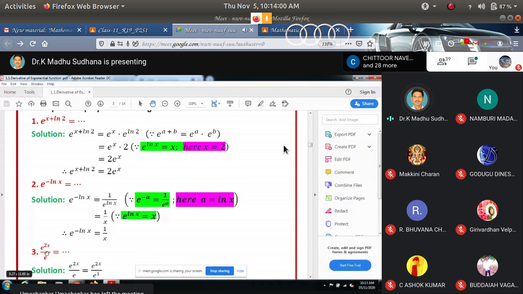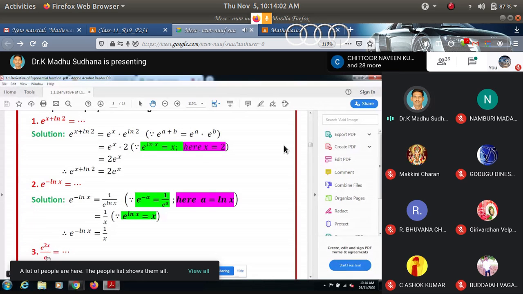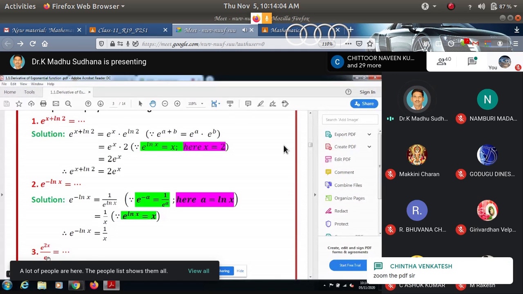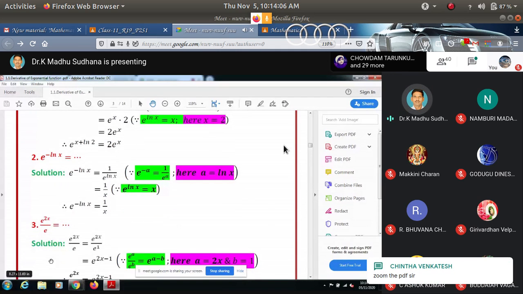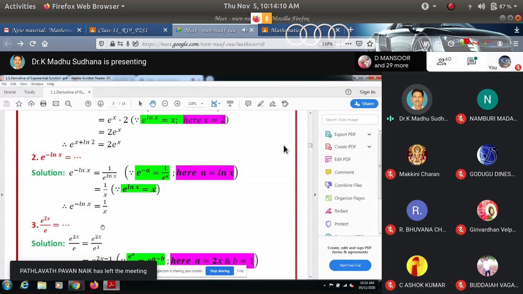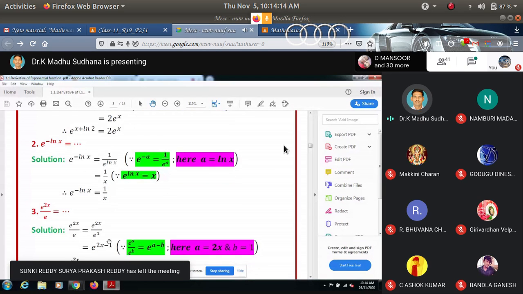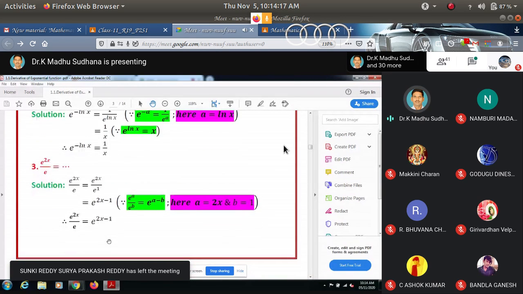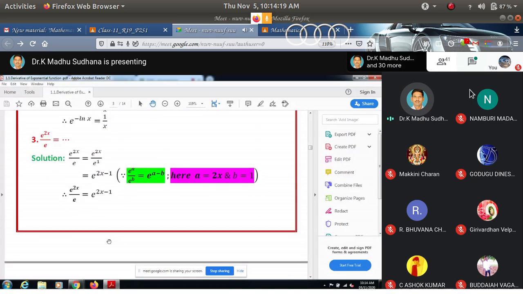Similarly, the next formula, a power m by a power n form. E power 2x by e, what do you say? E power 2x by e power 1. By taking the a power m by a power n form, a power m minus n, that equals e power 2x minus 1. Only base formulas, nothing to worry about here.